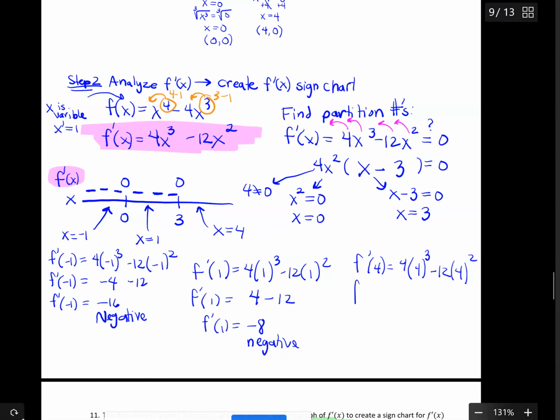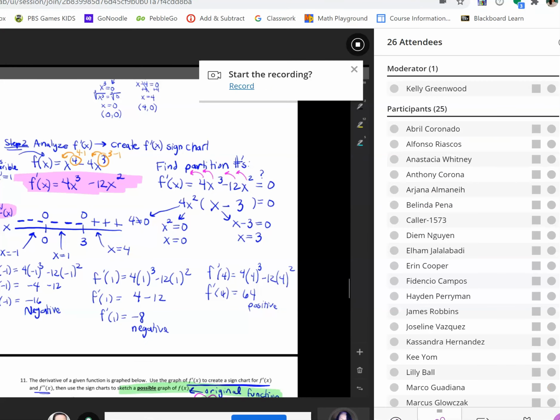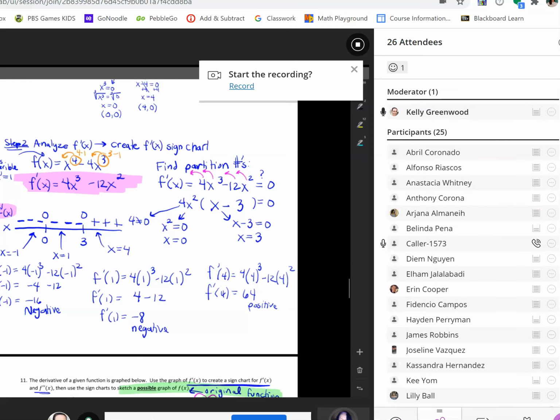It's not insert new pages. Oops, 1. Let me try that again. Insert new pages. 1. Okay. So now I'm on the new page. I'm going to do the second derivative, but I'm going to start writing here so I can see what my first derivative was. Okay. So step 3, y'all, we need to analyze the second derivative. So that just means you're going to create a second derivative sign chart.